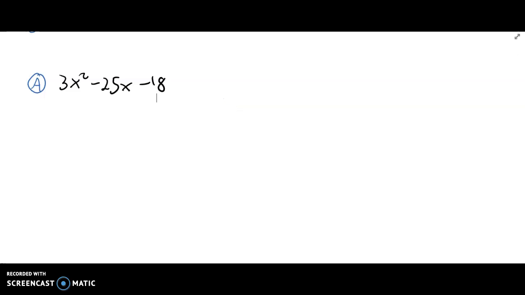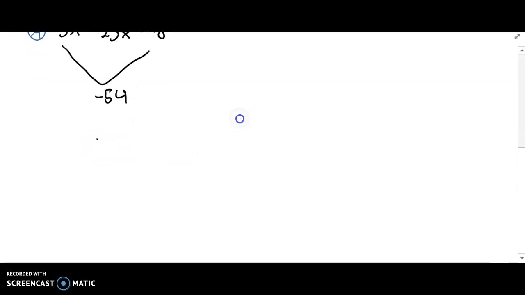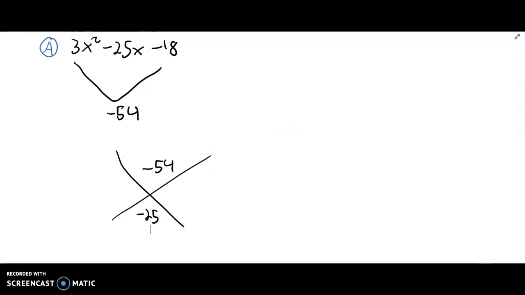So I'm going to start by multiplying my 18 and negative 18 and positive 3. We get negative 54. I'm going to make my x negative 25 in the bottom. Okay, I definitely don't know which factors to use off the top of my head, so we're going to list them. 1 and 54, no. 2 and 27, that might actually work. If we do positive 2 and negative 27, they add to negative 25 and multiply to negative 54.